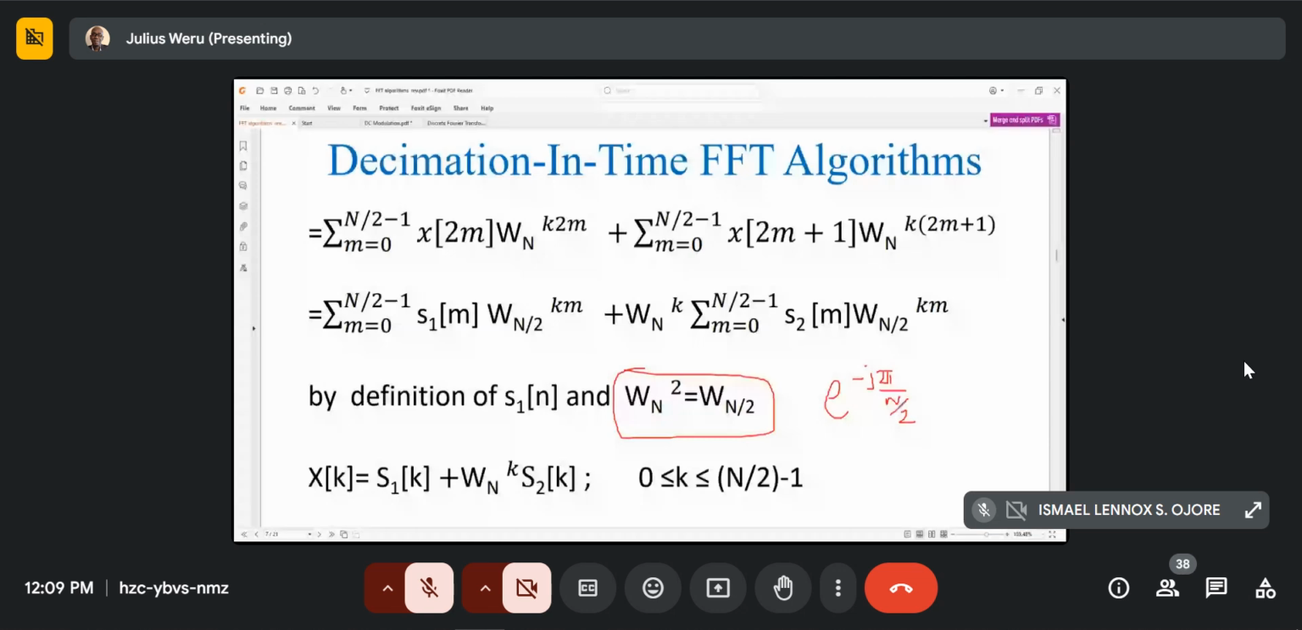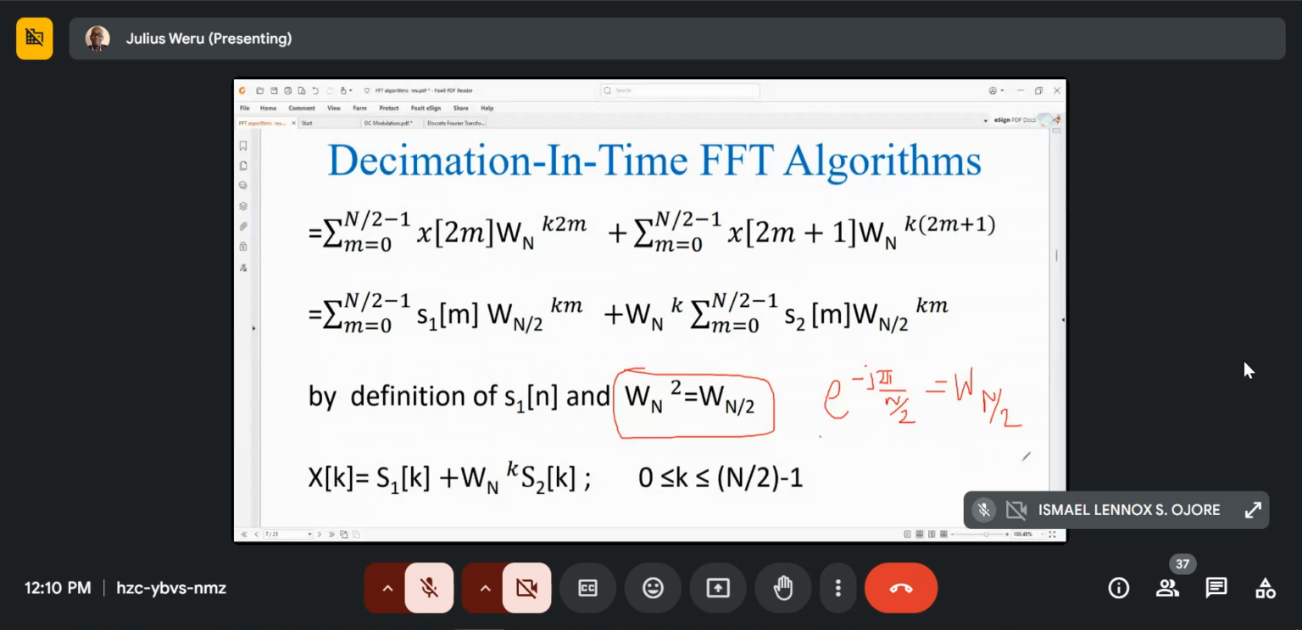By definition, this simply becomes W N over 2. This is W N, whatever is here, and what is here is N over 2. So that's what we are saying: if you square this, you simply get that. I hope everybody is okay with that. I hope that was not the problem, but I'm only assuming it could have been a problem, since I couldn't write and couldn't explain that.